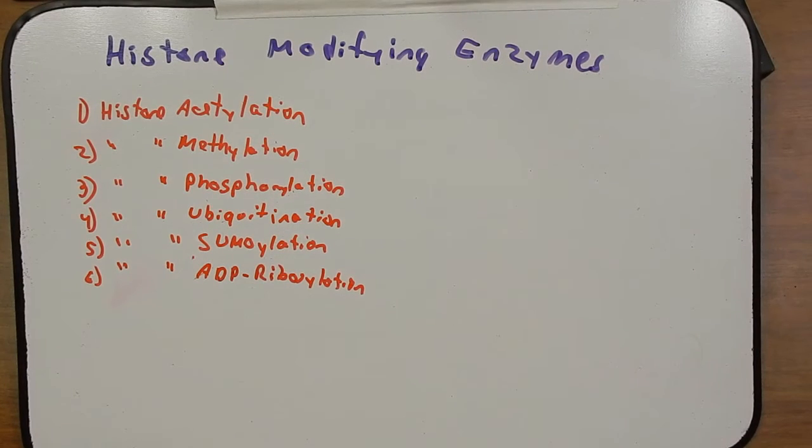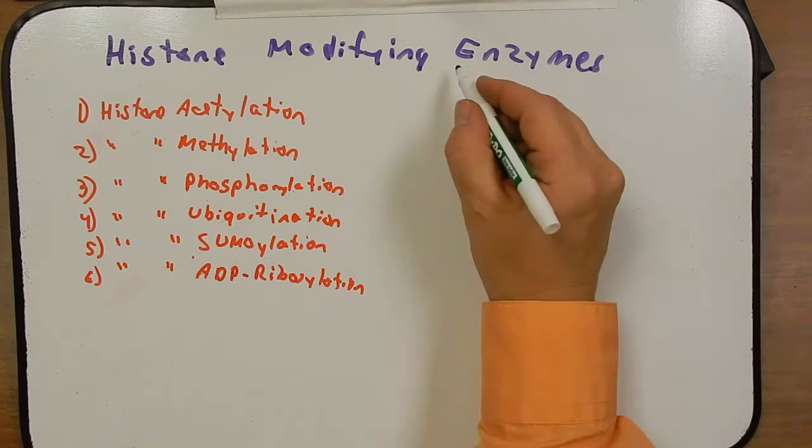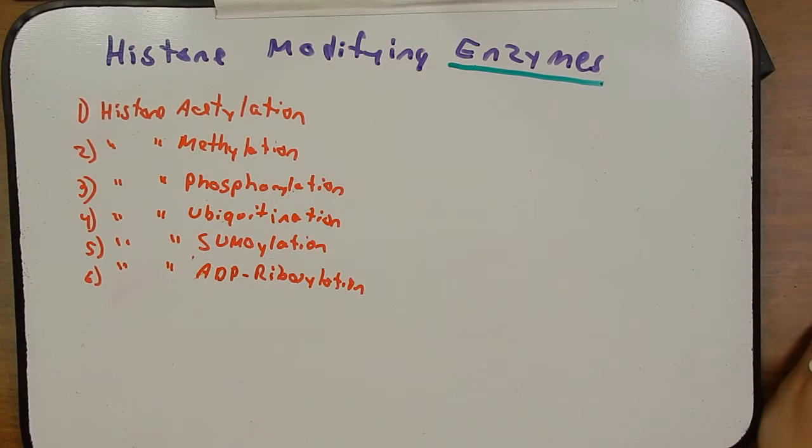All of these modifications covalently added a specific molecule to the histones. Adding a new covalent bond requires a great deal of energy. So what we want to do today is talk about these enzymes that do this act.